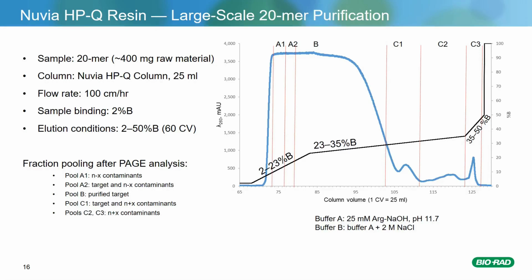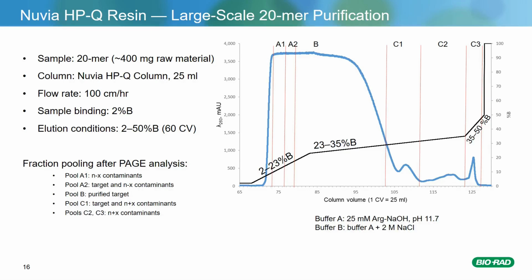Okay, the final experiment was to do a large-scale 20 mer purification. So here we loaded 400 mgs of the 20 mer onto a 25 mil Nuvia HPQ column. The flow rate was slightly reduced to 100 centimeters an hour. Binding conditions left at 2% B. Elution conditions were the 2 to 50% B over 60 CVs that were done in the spiking experiments, and we kept the same slopes as those runs.